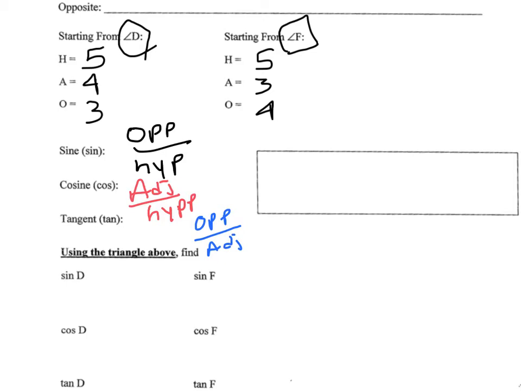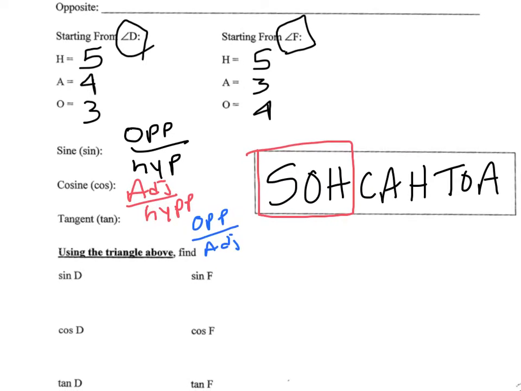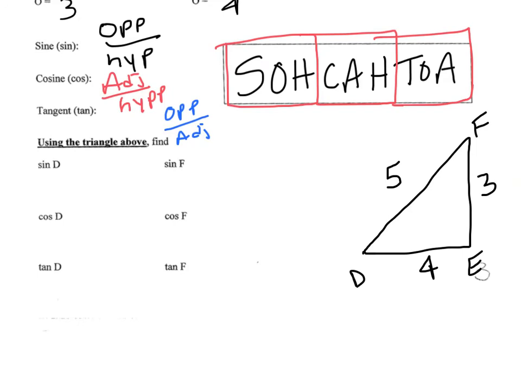So in this case, there's a little thing that everybody remembers. It's what we call Sohcahtoa. And Sohcahtoa reminds us that in sine, it's opposite over hypotenuse. In cosine, it's adjacent over hypotenuse. And in tangent, it's opposite over adjacent. So whenever you can, you should probably write out Sohcahtoa. Make sure it's Sohcahtoa.